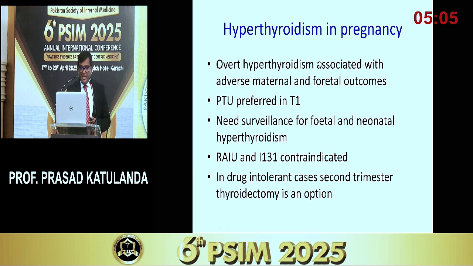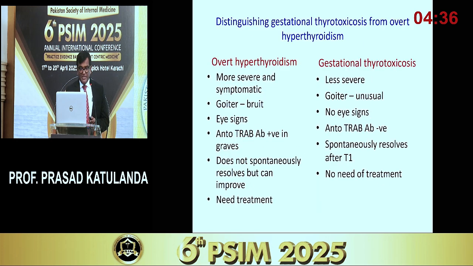Hyperthyroidism occurring in pregnancy can be really troublesome, and overt hyperthyroidism is associated with adverse maternal and fetal outcomes. PTU is preferred in the first trimester, but we need surveillance for fetal and neonatal hypothyroidism, particularly with Graves. Radio uptake scans and I131 are definitely contraindicated, and the people who are intolerant to drugs can be offered thyroidectomy in the second trimester.